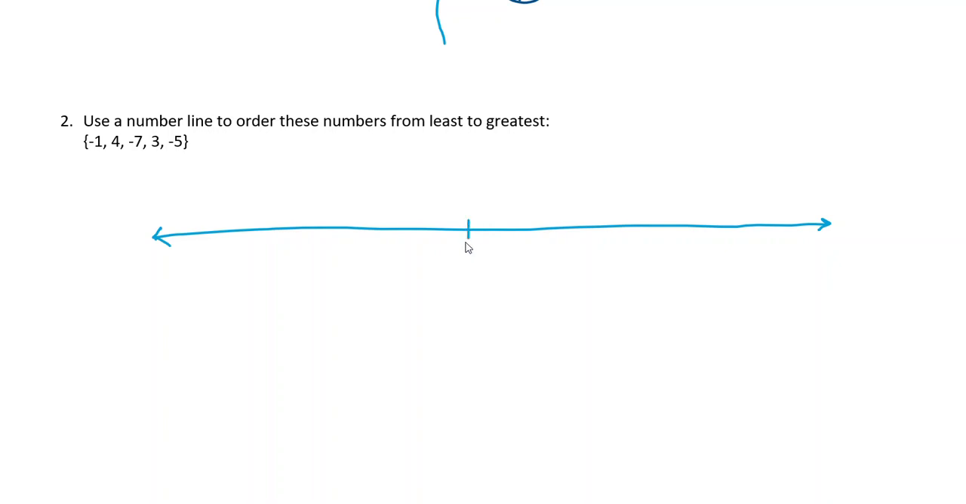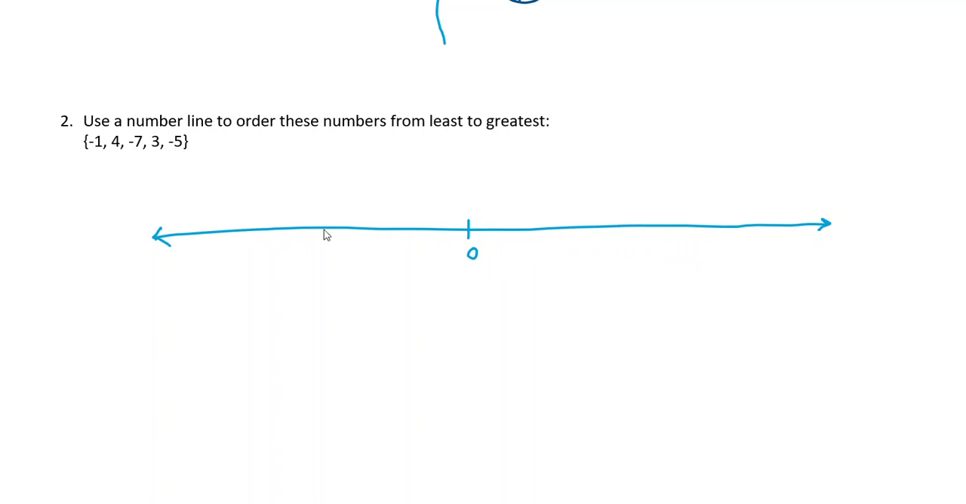Okay. Now, this question number 2 says use a number line to order these numbers from least to greatest. And that's one of the great values of the number line, is we can just kind of see where everything is in relationship to everything else. So I'm going to draw a number line. I would like you to learn to draw a number line, but oftentimes the number line will be given to you. And the way we draw a number line is we just draw a line straight across, and put arrows on the end to show that it goes on forever.